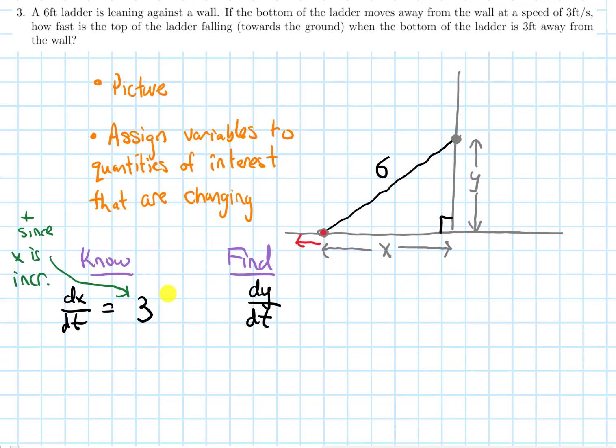All right, so we are ready now to set up an equation. We need an equation that relates the variables that we have. Because I have this right triangle, I'm going to use the Pythagorean Theorem: x squared plus y squared equals 6 squared. The problem also tells me specifically one of these lengths at the instant that it's talking about. It asks me how fast is the top of the ladder falling when the bottom of the ladder is 3 feet away from the wall. So I'm trying to find this dy/dt when x is 3.